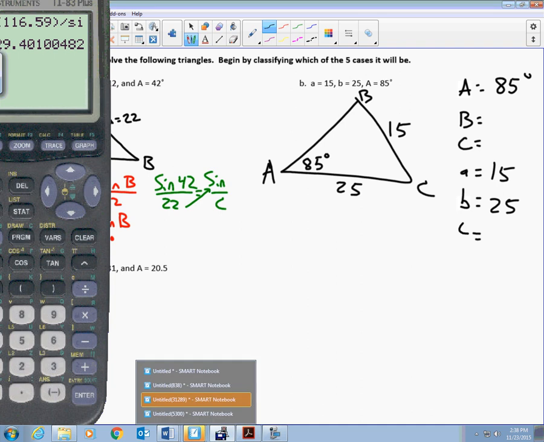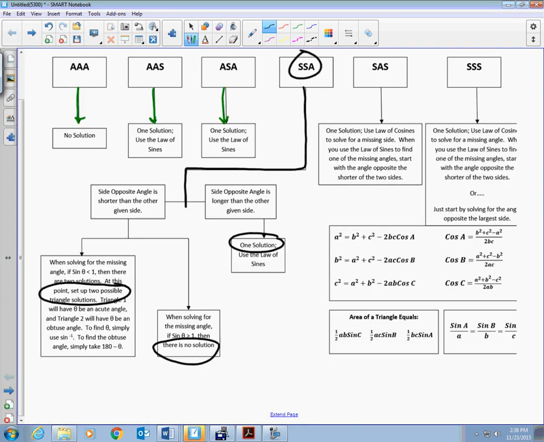So I go to my handy-dandy decision tree Mr. Gentz made for me, and I recognize it's side-side-angle, and I follow it down, and I have to decide: is the side opposite the angle longer than the other given side, or is the side opposite the angle shorter than the other given side? It's shorter. So therefore, you have 2 possibilities.